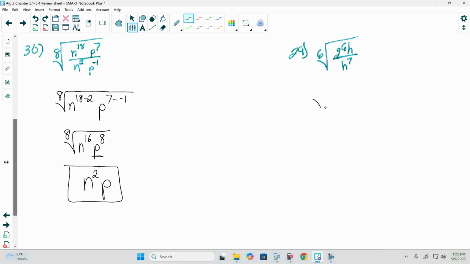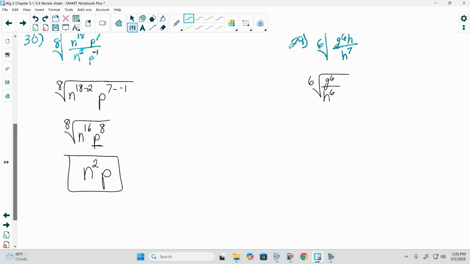Different ways we can do 29. G to the 6, no matter what we do, is going to be on top because there's no g's on bottom, so nothing to simplify it with. However, we have h over h to the 7th. It's a little bit interesting because the bigger exponent is on bottom. So we could write it in the numerator as h to the 1 minus 7. 1 minus 7 is negative 6. We've got to move it back to the bottom of the fraction. However, when we divide like bases, we subtract the exponent. 7 minus 1 is 6. Since it's bigger on bottom, it's going to stay on bottom.